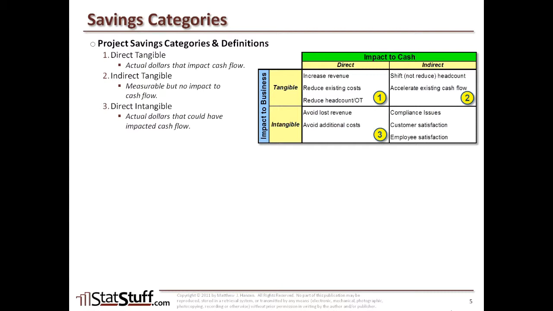And the last group is something that's indirect and intangible, and that is, it's something that's not quantifiable in dollars, but it still adds some sort of value to the business. So we can't tie it necessarily to the bottom line, and it may not be measurable, but we know it's something that's still valuable and necessary to the business. So some examples here are maybe compliance issues, or customer satisfaction, or employee satisfaction.